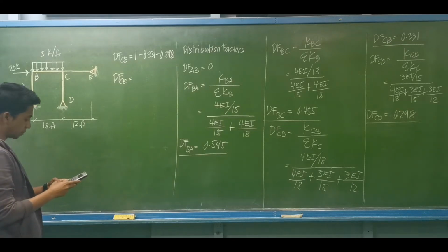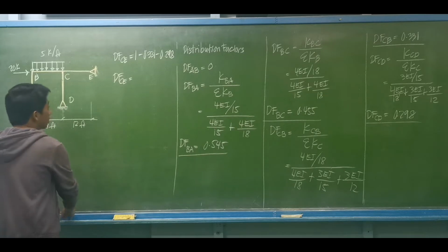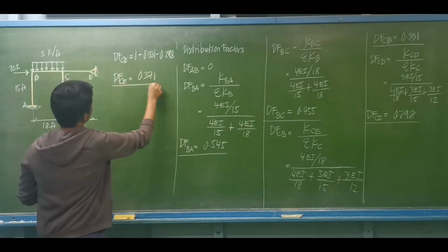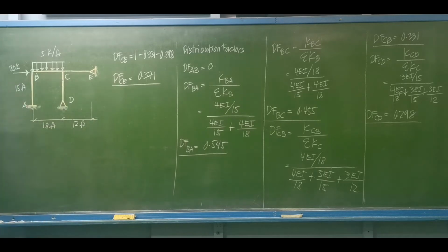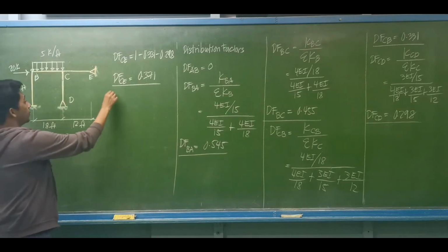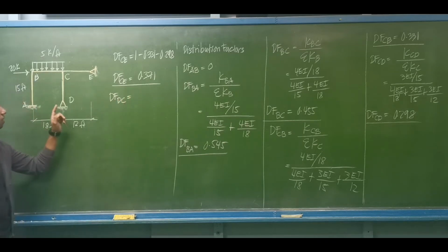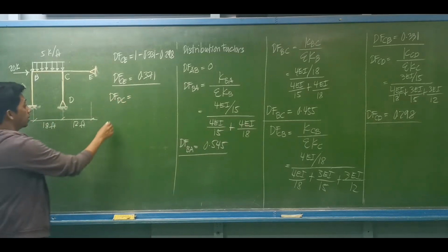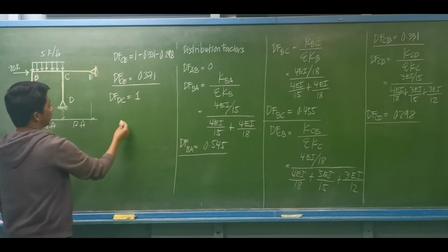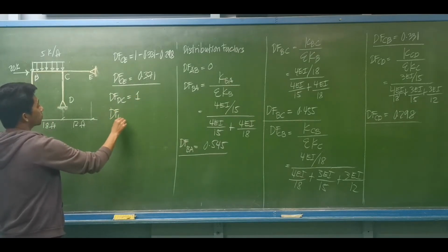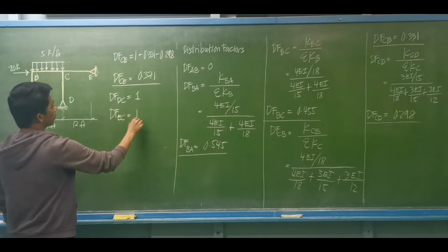This is 1 minus 0.331 minus 0.298. So we're having a distribution factor for CE of 0.371. Then we will proceed to the last two members. We have the distribution factor for member DC. Take note, this is a hinge support, and that is equal to 1. Distribution factor for member EC is also equal to 1.